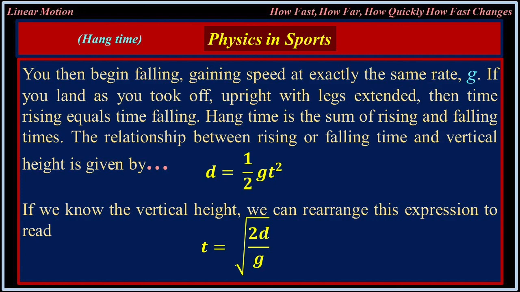If you land as you took off, upright with legs extended, then time rising equals time falling. Hang time is the sum of the rising and falling times. The relationship between rising and falling time and vertical height is given by d = 1/2 g t squared. If you know the vertical height, we can rearrange this expression to read t = the square root of 2d over g.